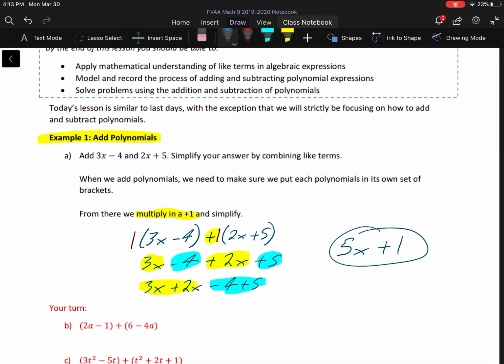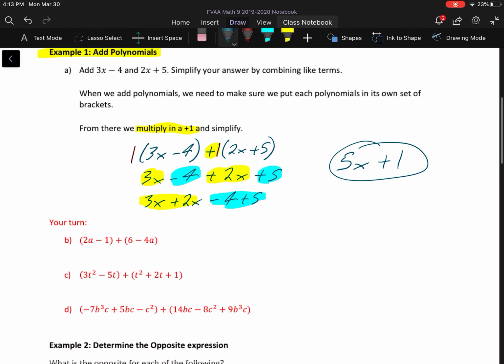See if you can make sense of this explanation. It's your turn, so go ahead and pause the video and try to answer B, C, and D, and then come back and see if you got the answer correct.